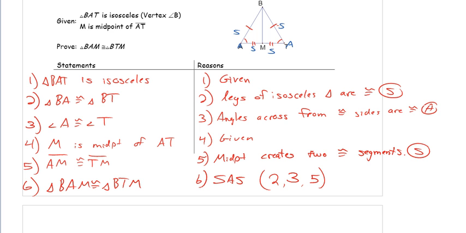Now, if we look at this, some of you might be wondering why we couldn't have used MB or BM, that middle part of the triangle, as a side, because if we did that, what would happen is we would be looking at an angle side side, which we know does not work. You cannot use that, so we would not be able to use that in this particular case.